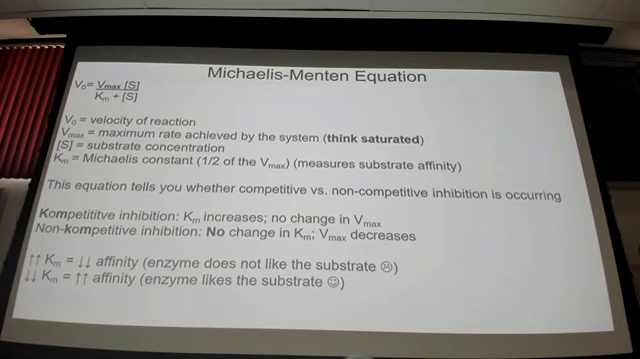And so a general cheat sheet rule helps us know whether we're looking at competitive versus non-competitive inhibition. During non-competitive inhibition, there is no change in Km, but the Vmax decreases. In competitive inhibition, there's no change in the Vmax, but the Km increases.